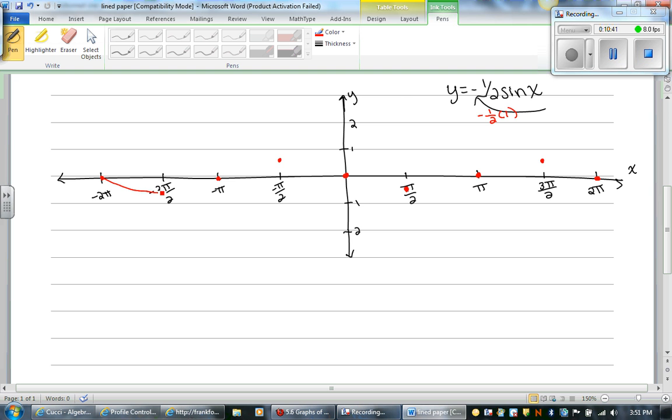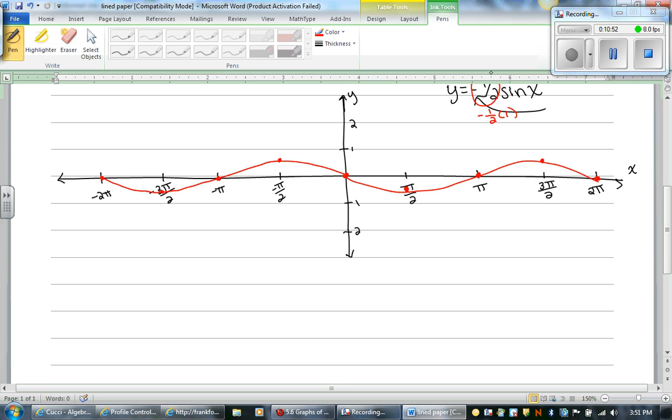And sketch in your sine curve. Okay, since this value here was less than 1, this was vertically shrunk. Okay, we actually compressed this. And you want to make sure you label your curve.